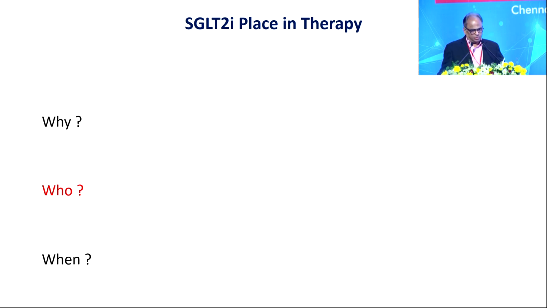Now, who should use it? For the simple question, every diabetic can probably be put on an SGLT inhibitor, basically because it's a very good anti-diabetic drug. That is number one. Number two is that unless there is a contraindication, like type 1 diabetes, recurrent urinary tract infections, and history of pyelonephritis, and those people who have intolerance to it, those are the only people. Otherwise, in general, any type 2 diabetic is a good candidate for taking it.